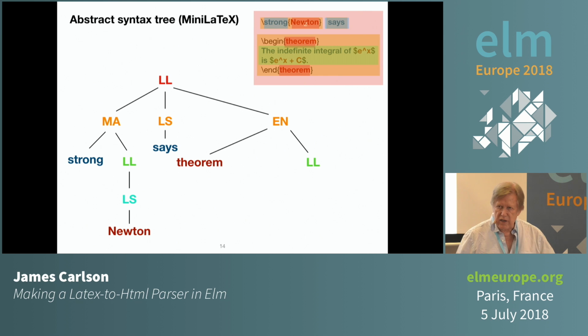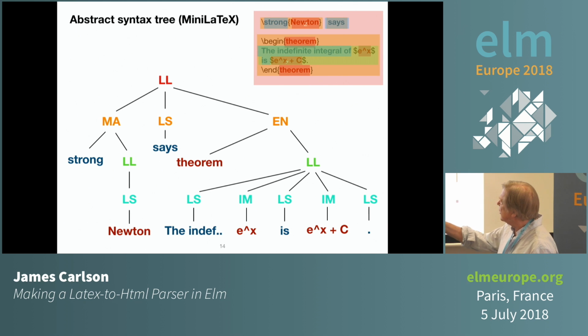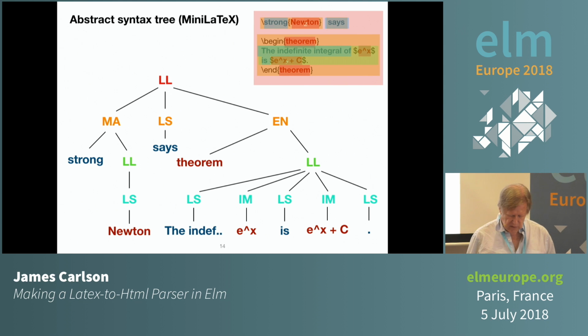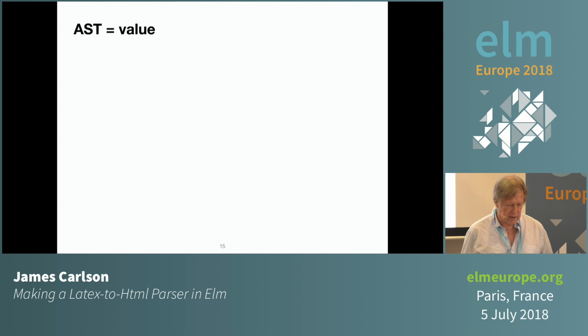And then you continue. That derives to actually a list of, I think it's 5 things. There is, if you point to it, a little string, an inline math element, another string of English text, another inline math element, and so on. So that's an abstract syntax tree in LaTeX land.